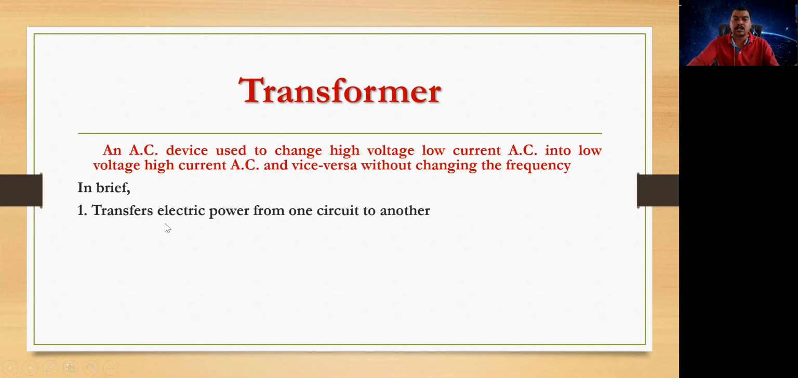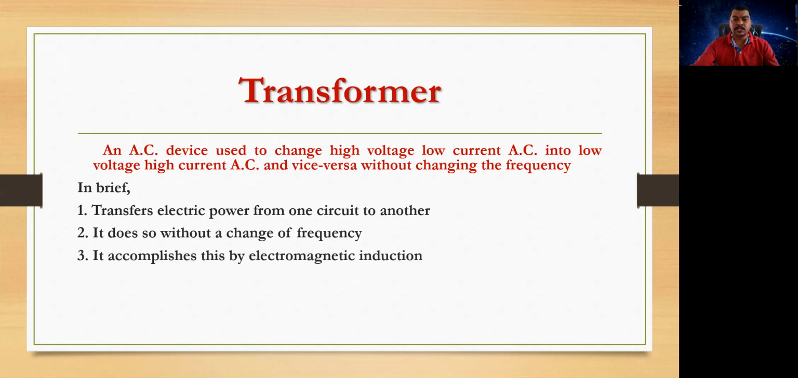Now this transformer transfers electric power from one circuit to another, and it does so without change of frequency. As I told you in the earlier class, whatever current or voltage we have in our home is 220 volt to 240 volt AC, 50 hertz frequency, meaning 50 cycles per second. In this transformer, the frequency remains constant. So whenever we apply 50 hertz frequency in the primary, in the secondary we will also get 50 hertz frequency only. It is not going to vary the frequency.